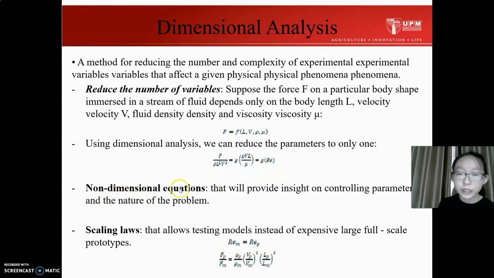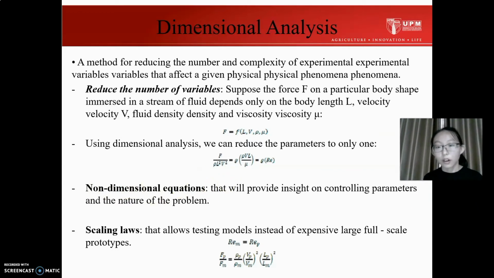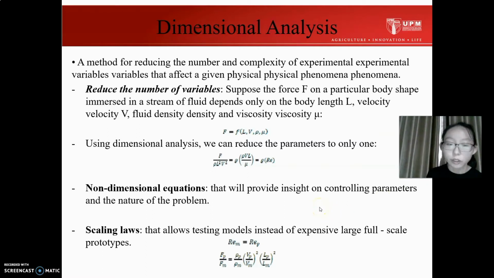So the non-dimensional equations will provide insight into the controlling parameters and the nature of the problem. And the scaling law allows testing a model instead of an expensive large full-scale prototype. So Re_M is equal to Re_P. F_P over F_M is equal to rho_P over rho_M times V_P over V_M squared times length P over length M squared.